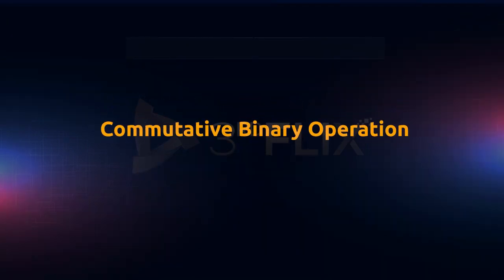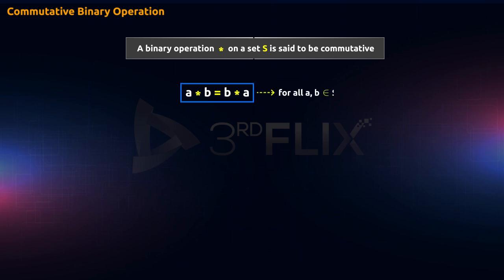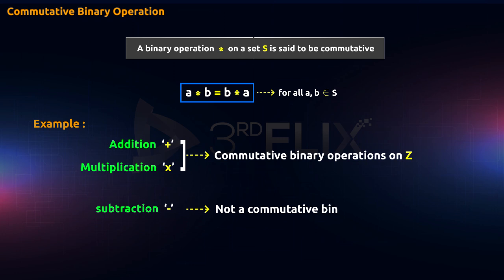Commutative binary operation. A binary operation star on a set S is said to be commutative if a star b equals b star a for all a, b belonging to S. Example: the binary operations addition (plus) and multiplication (into) are commutative binary operations on Z. However, the binary operation subtraction (minus) is not a commutative binary operation on Z, as 2 minus 1 does not equal 1 minus 2.